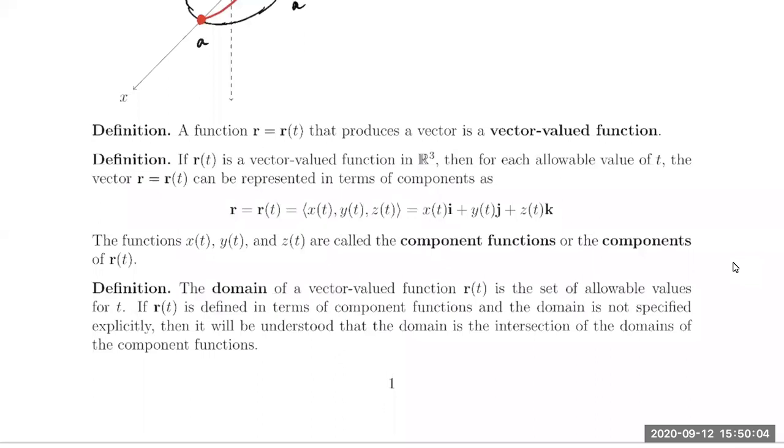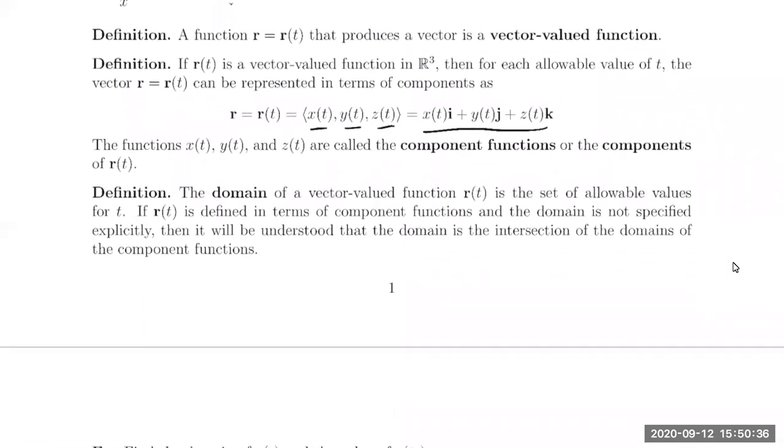If r of t is a vector valued function in 3 space, then for each allowable value of t, the vector r can be expressed in terms of components. And so what we're seeing here is those individual parametric equations, x of t, y of t, and z of t, inside our vector valued function. And then as always, we can write it in the ijk notation just as well. Those individual functions are called component functions or just components just as well.